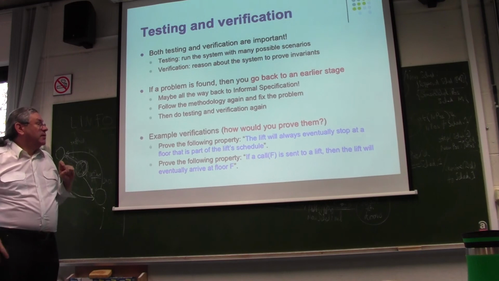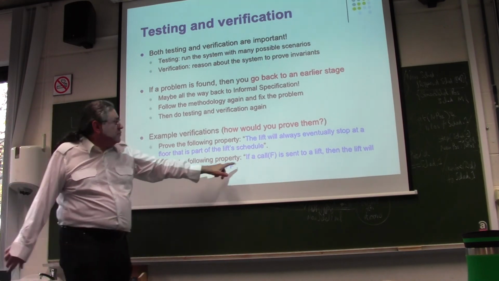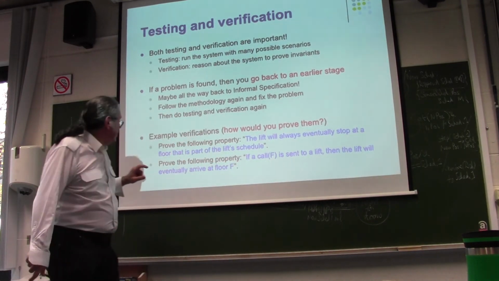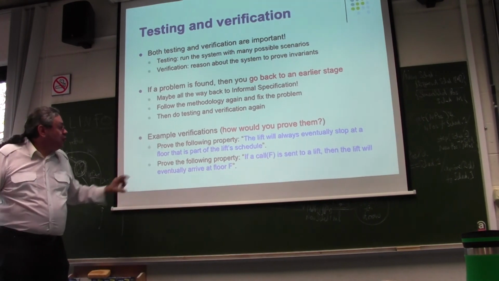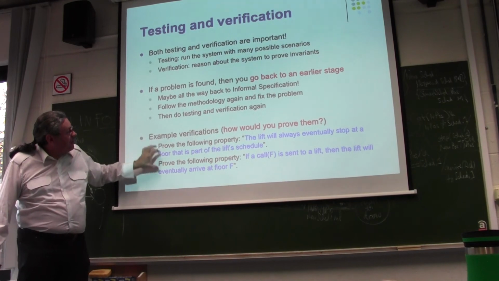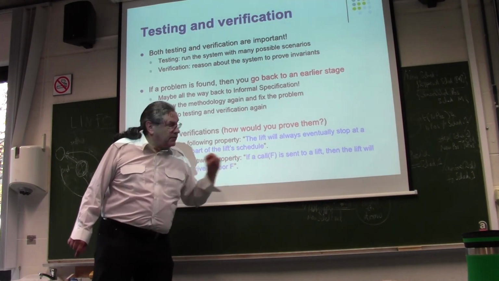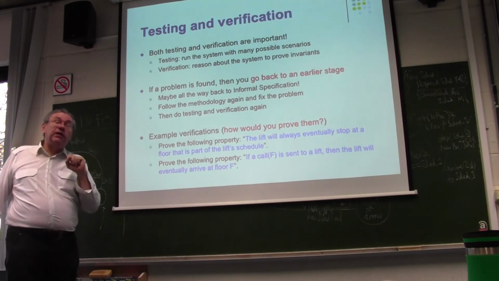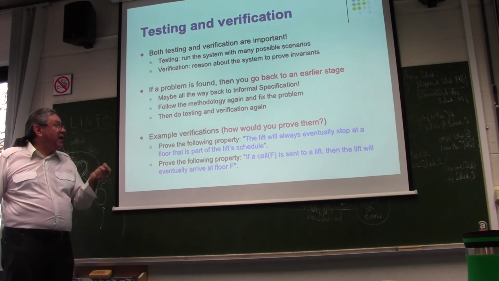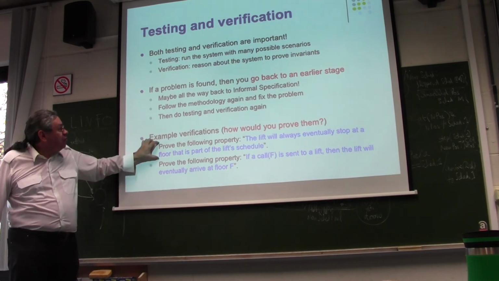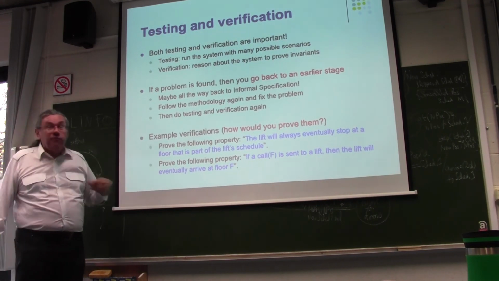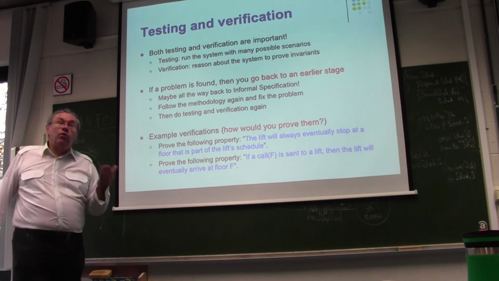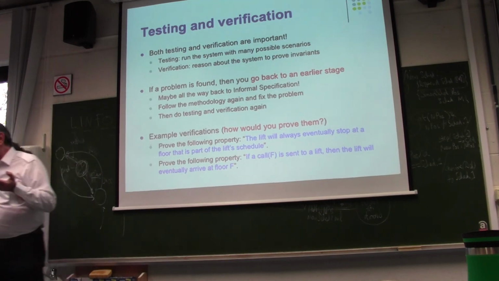Huh? You can also prove that if you send a call F to a lift, then the lift will eventually arrive at floor F. So you can prove it by combining it with the first one. If call F is sent to a lift, you can prove that the schedule will eventually contain F, and then you can prove it using the first property. So using these, you can prove that it actually will work correctly in all the possible cases.